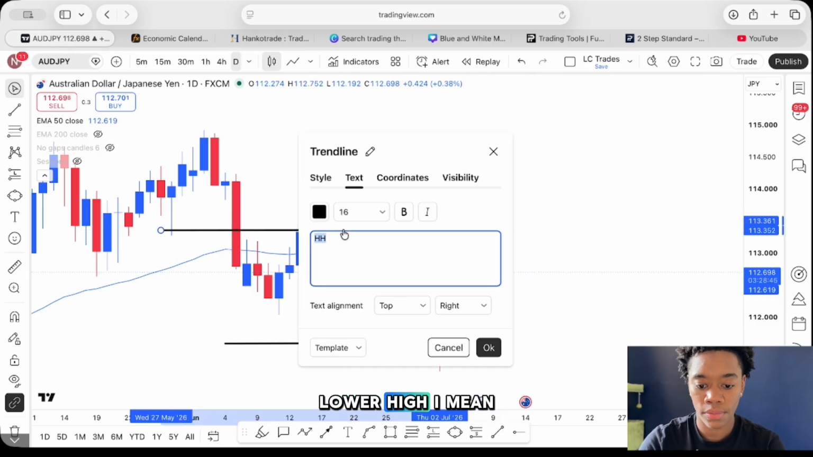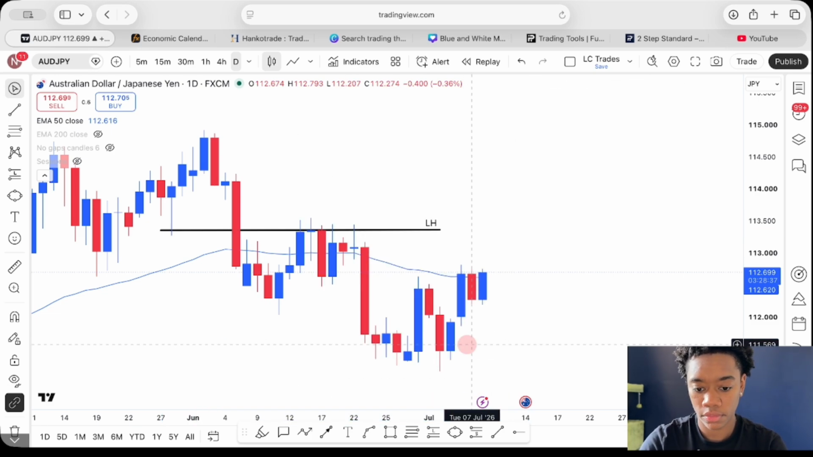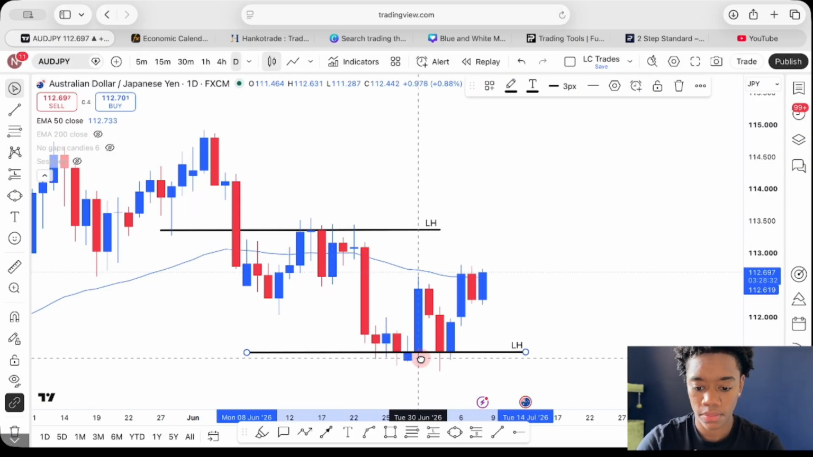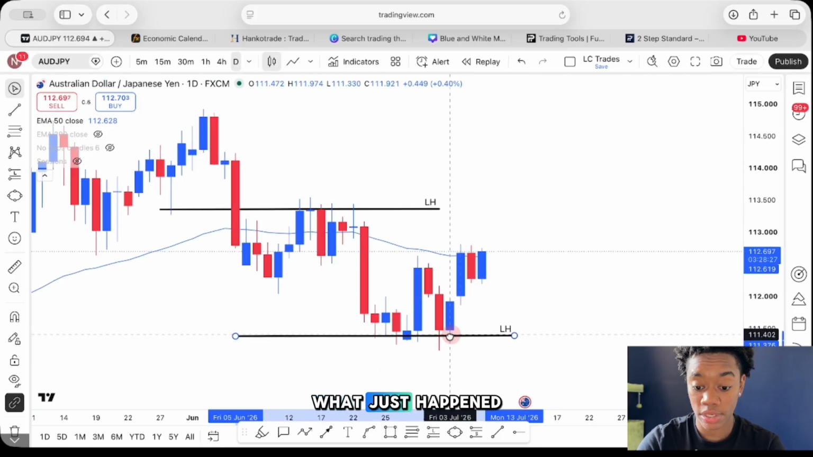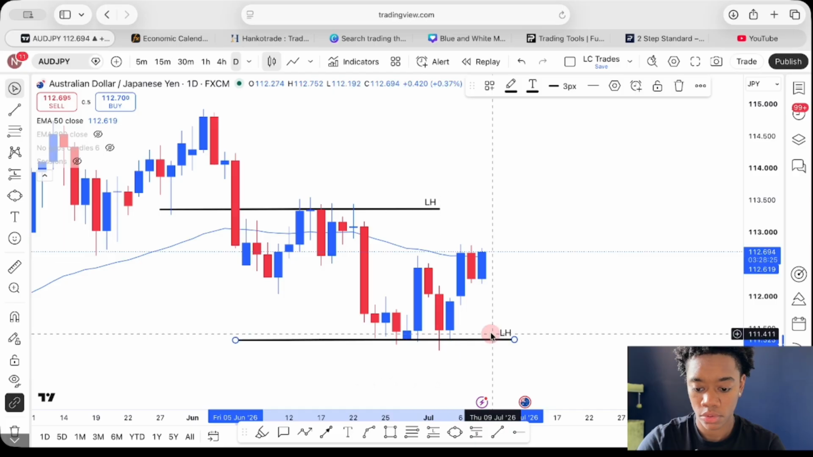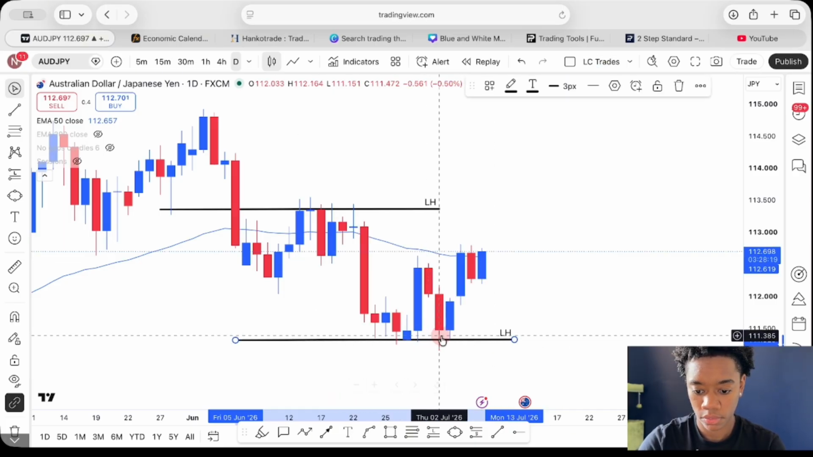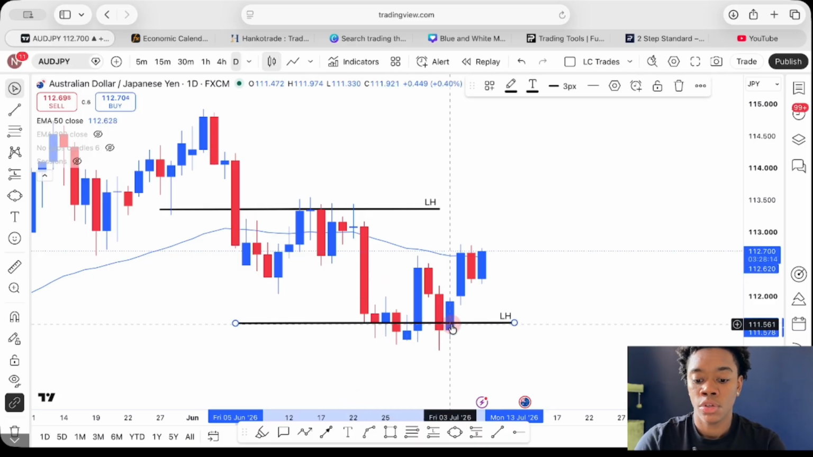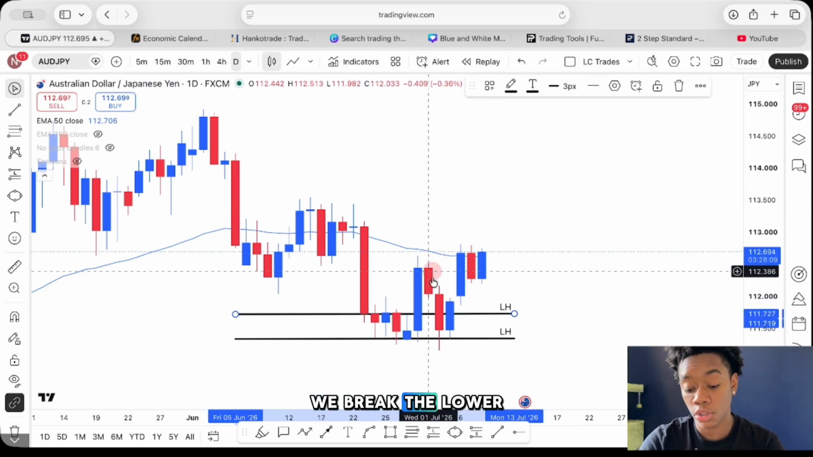Now there's a lower high. Lower low. This is a lower high. Did I put lower high down there? Oh, yeah, I did. There's a lower low. What is happening? What just happened? This is a lower low. It was right here. There's a lower low. We broke it again. Cool. Break it again. That moves there. This moves here. Cool. We break the lower high again.